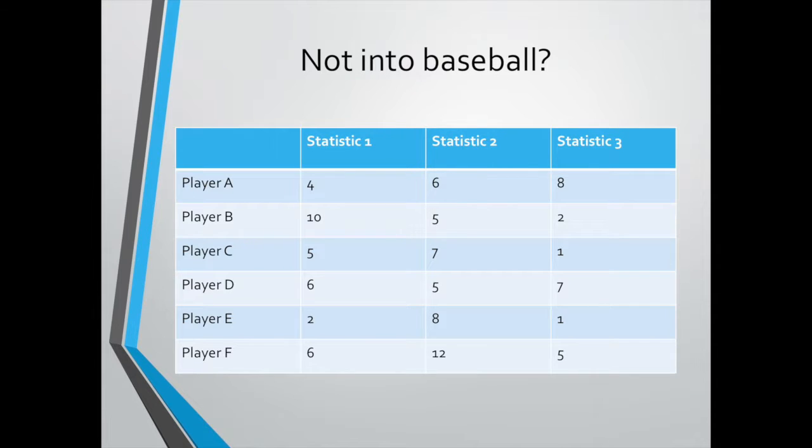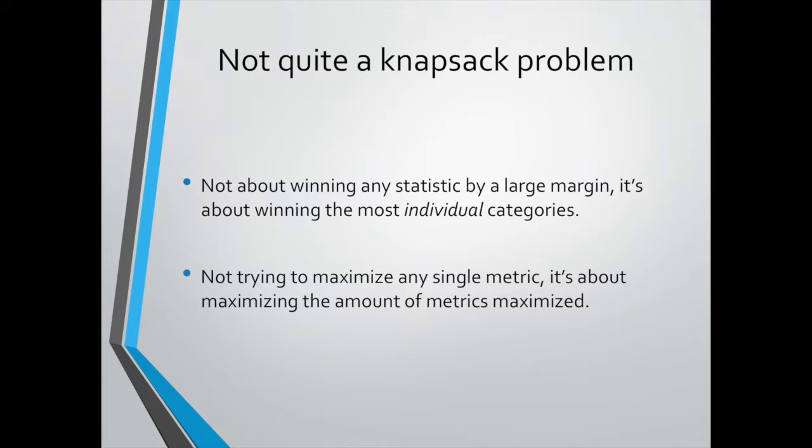If you have no familiarity with baseball or fantasy sports, this might all be a little confusing. So let's pretend this is a multi-criteria knapsack problem, where the players are different things to put in the knapsack, and the statistics are value metrics. But here's the catch. It's not about winning any statistic by a large margin, it's about winning the most individual categories. So it's not about trying to maximize any single metric, it's about maximizing the amount of metrics maximized.